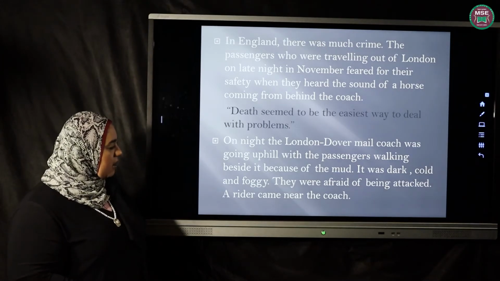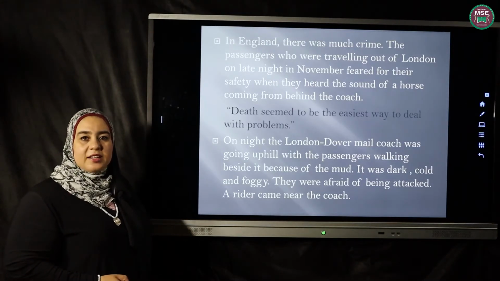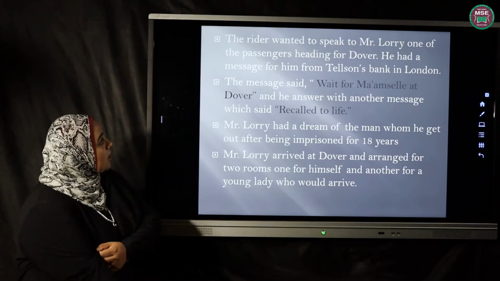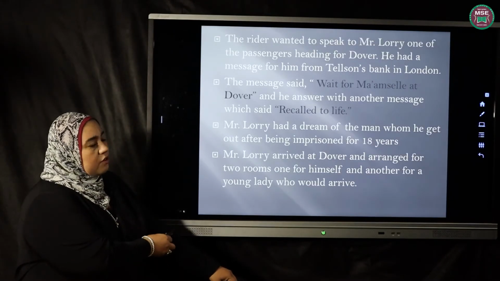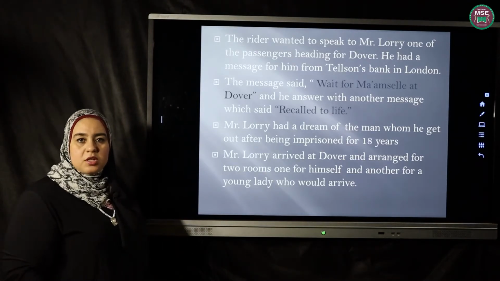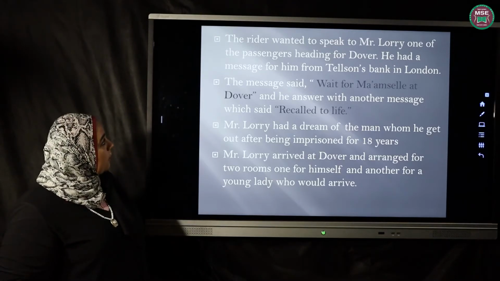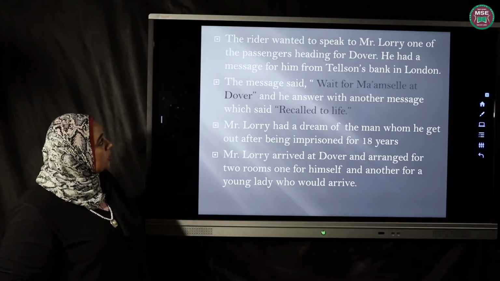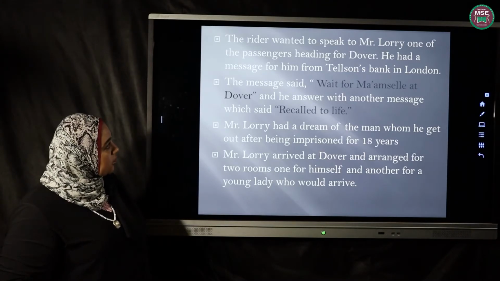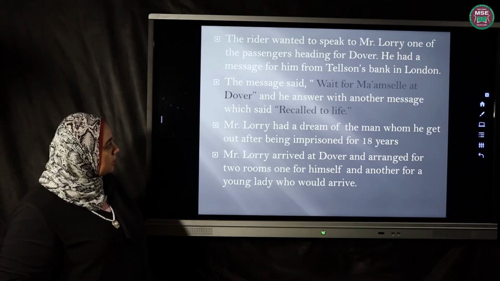A rider came near the coach. He had a message for one of the passengers inside the coach. The rider wanted to speak to Mr. Lorry, one of the passengers heading for Dover. He had a message for him from Tellson's Bank in London.